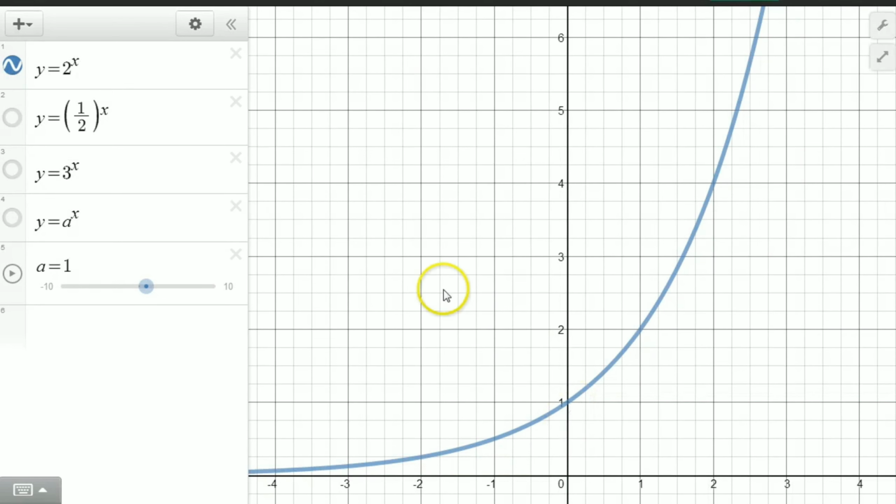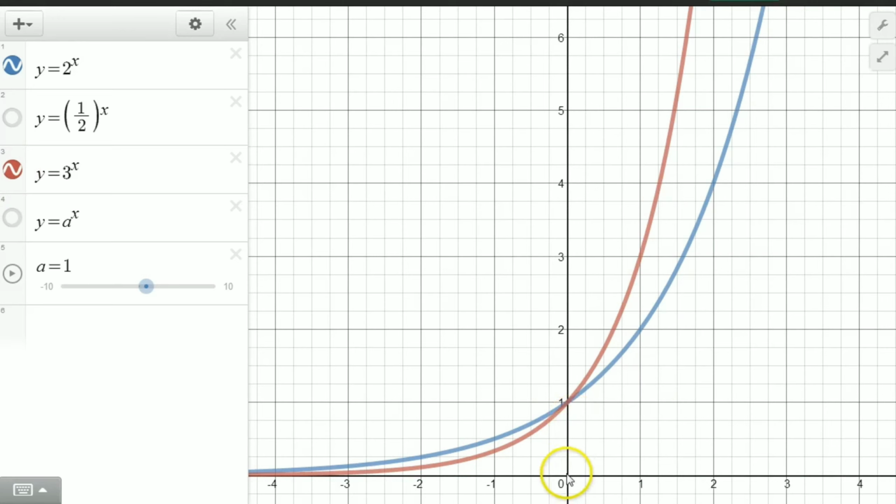A couple of things to note about every exponential graph. Here we have y equals 2 to the power of x. When x is 0, y will always be 1, because anything to the power of 0 will be 1. And when x is 1, y will be 2, because 2 to the power of 1 is 2. What happens if we have y equals 3 to the x, or y equals 4 to the x? Let's have a look at y equals 3 to the x, which is now this red line here.